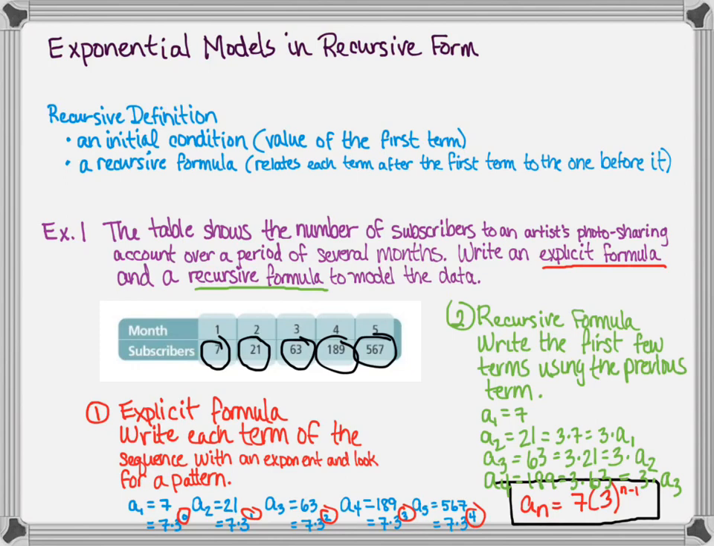So for our recursive formula, our initial value, a sub 1, is 7, and our recursive formula is a sub n equals 3 times a sub n minus 1. The next term equals 3 times the previous term.